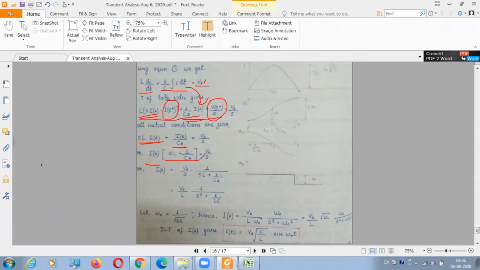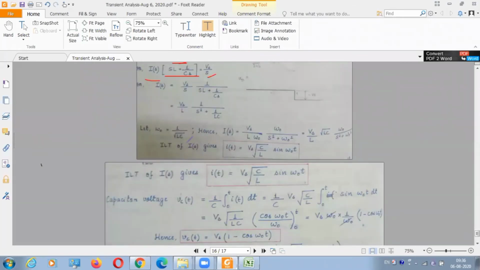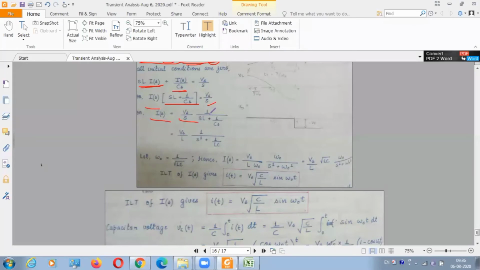IS into SL plus 1 by CS equal to VS by S. So from here, IS is equal to VS by S, 1 by SL plus 1 by CS. I have just taken it and brought it on the right hand side. Since you know while solving Laplace transform that the S coefficient should be 1, as in S square plus omega square, the S coefficient is always made to be 1. So I have taken L common and S multiplied inside. So this becomes S square plus 1 by LC.